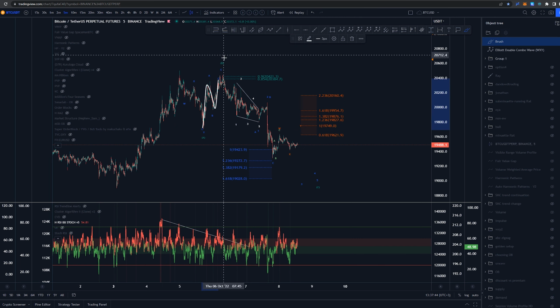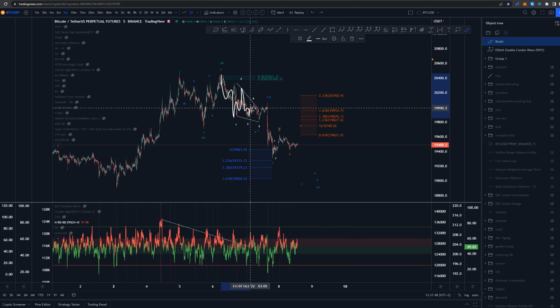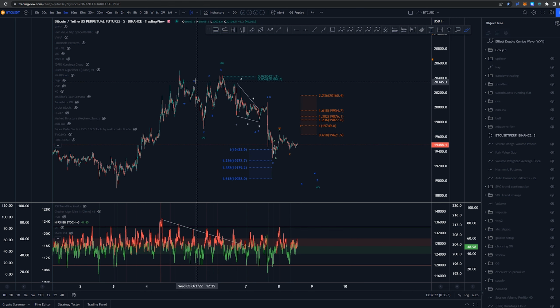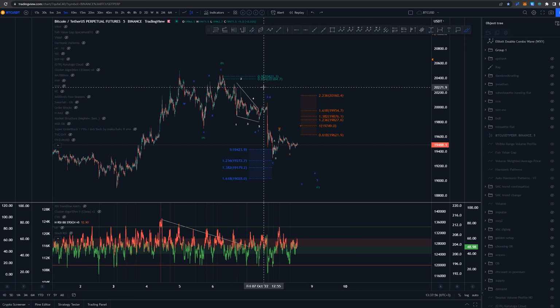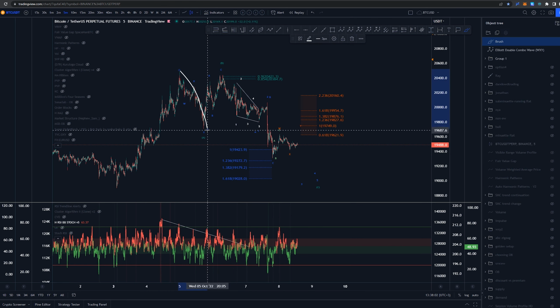Then another three-wave structure into B, and then three waves into 1, three waves into 2, three waves into 3, 4, and 5 into wave 1. Now, it is of course possible that this is a WXY as well, but it is less likely, just because we retraced 90% of this original W or A wave move.